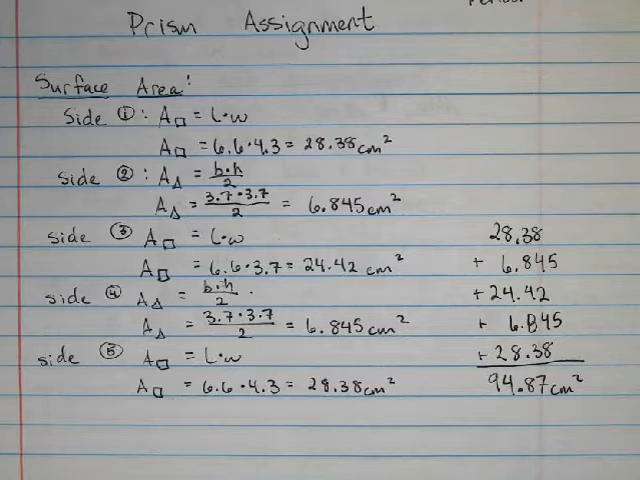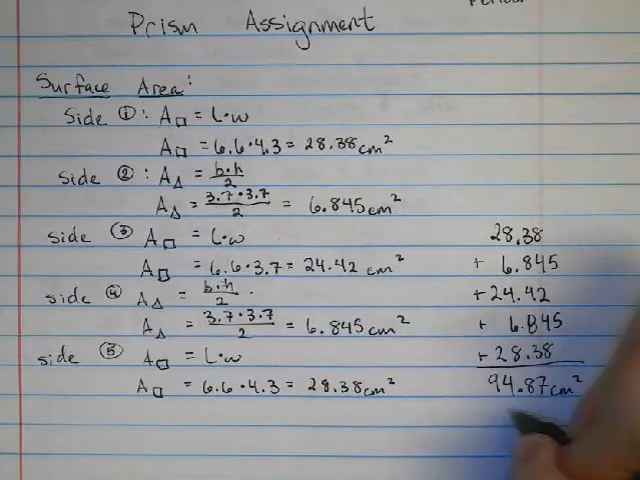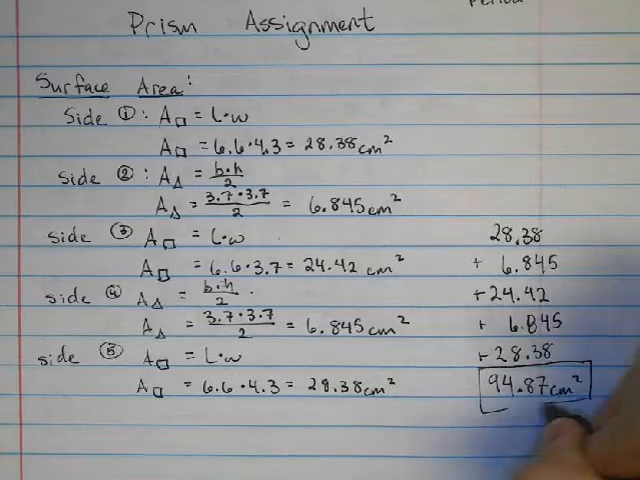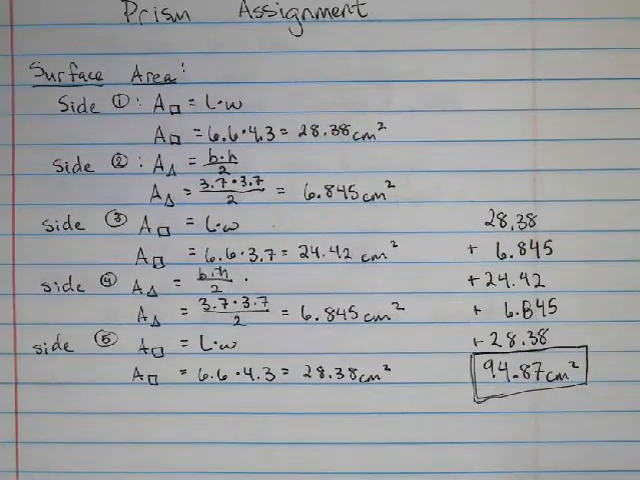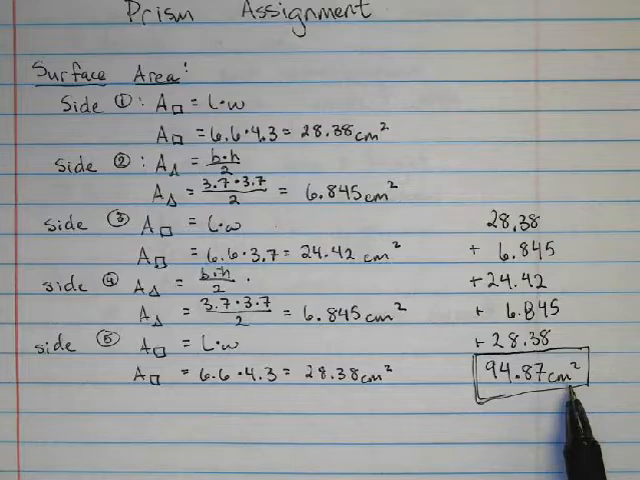So now we've added up all 5 of our areas, and we have our surface area. So this is our final answer that we're looking for, surface area. And even though it's the area of the entire figure, we're still going to use centimeters squared since it's area.